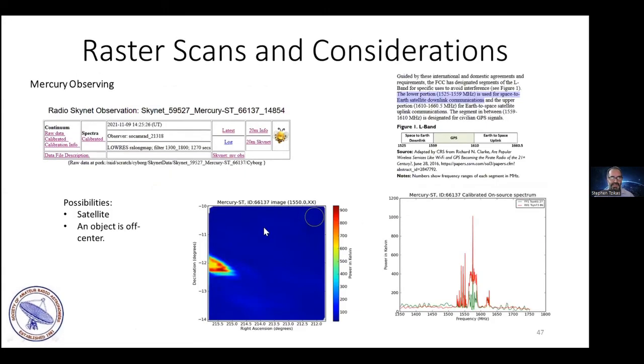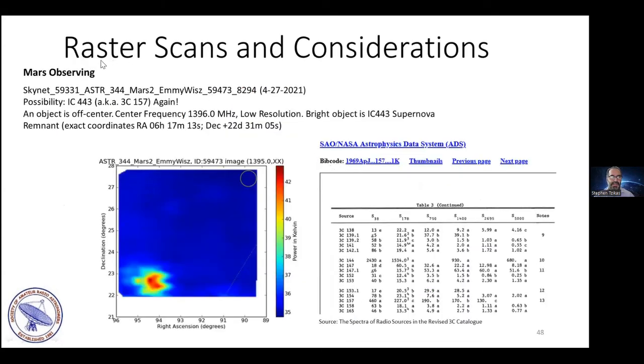Mercury observing, same thing. I think satellite interference, from when I looked into this a little further. This was somebody else's post. Actually, this is mine. Mercury been centered. This was something else. I concluded a satellite. There's a few observations on Mars. I looked that up, and here we go again. It's that same IC 443, otherwise known as 3C157 again, along the ecliptic. That pops up a lot.